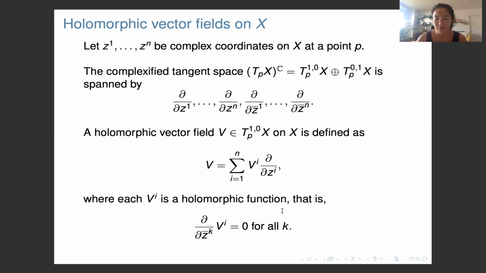And that is equivalent to saying that if you take its derivative in the ∂/∂z̄^k direction, then it's going to vanish for all k. So it's just saying that V^i is a holomorphic function. And so this type of V, this linear combination here, is what we'll from here on refer to as a holomorphic vector field on X.